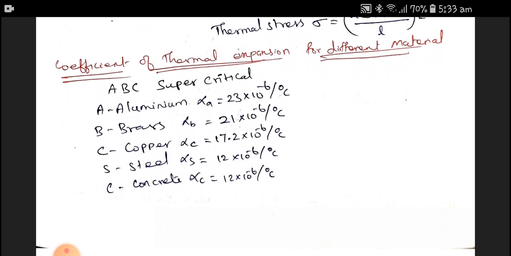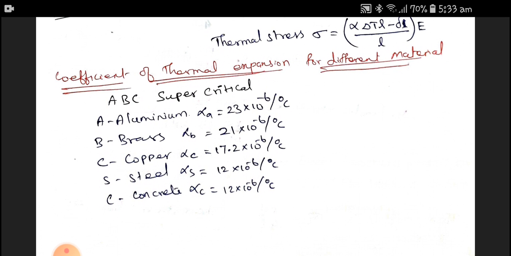Now I am going to discuss the coefficient of thermal expansion for different materials. For this we can use the mnemonic ABC, which stands for aluminum, brass, copper, which have a higher coefficient of thermal expansion. For this remembrance, we use a mnemonic like ABC. Okay, let's discuss.